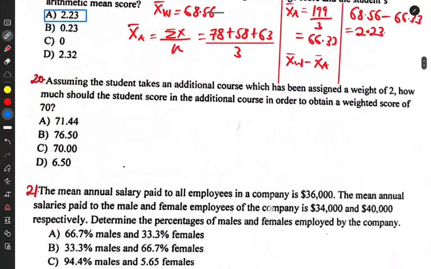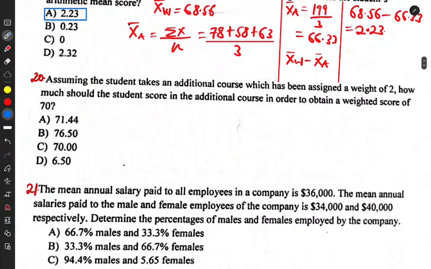Question number 20. Assuming the student takes an additional course which has been assigned a weight of 2, how much should the student score in the additional course in order to obtain a weighted score of 70? I'll take it again. Assuming the student takes an additional course which has been assigned a weight of 2, how much should the student score in the additional course in order to obtain a weighted score of 70?